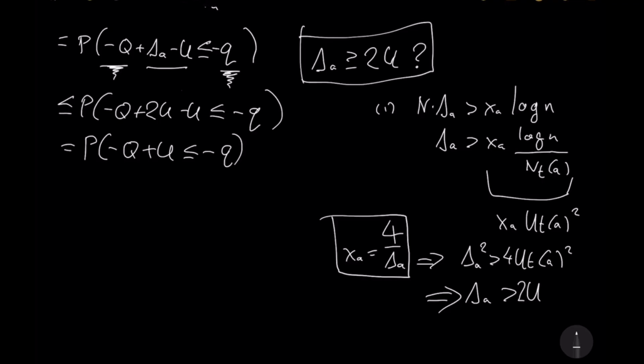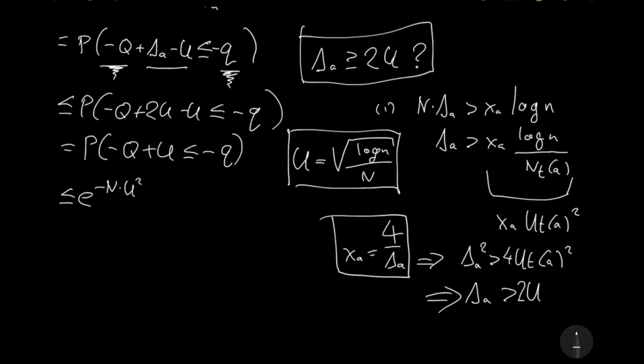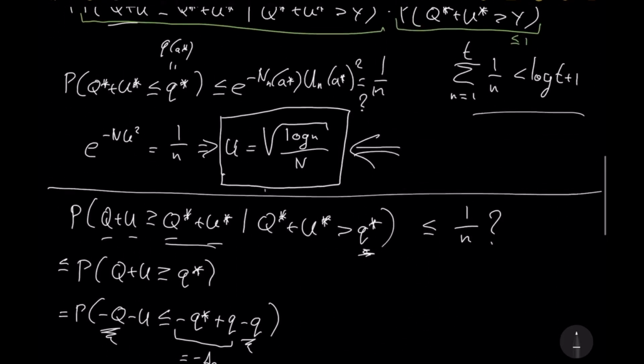Now we have something that is exactly in the form of Hoeffding's inequality. So we can say this is smaller or equal to the exponentiation of the count times u squared. And by definition of u, which we've defined above to be equal to the square root of the logarithm of n divided by n, we know that this is going to be equal to 1 over n, as desired. So then we can go back up here again.